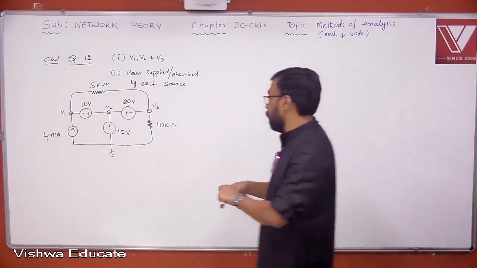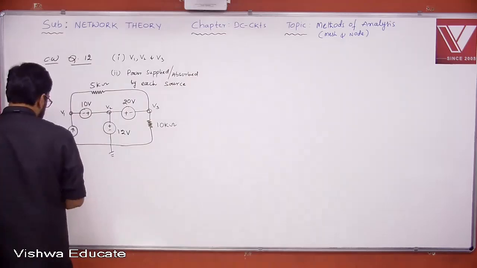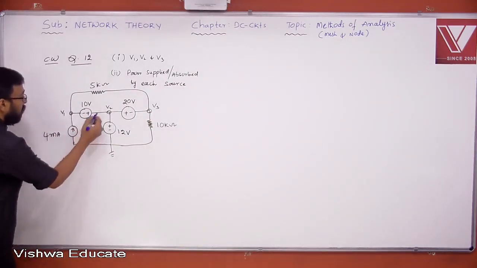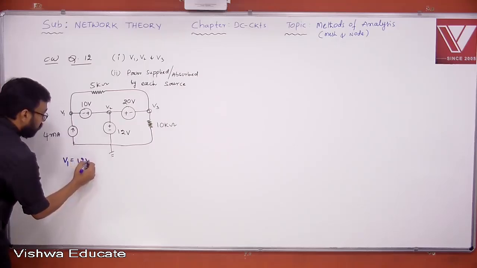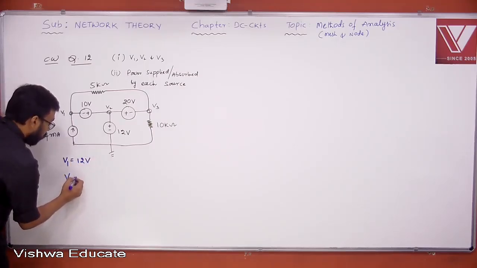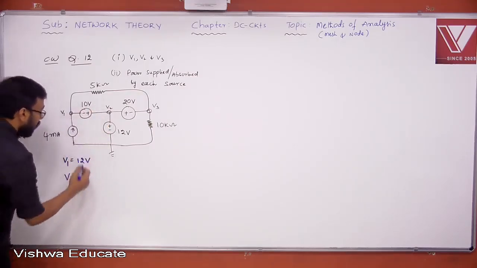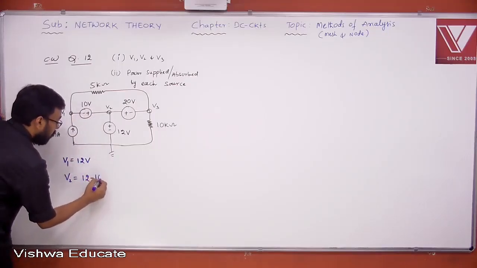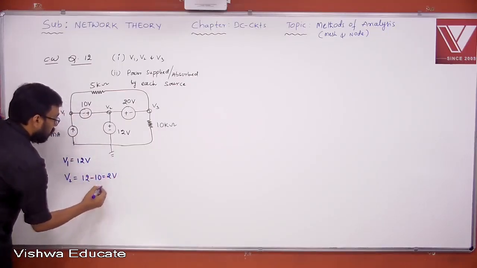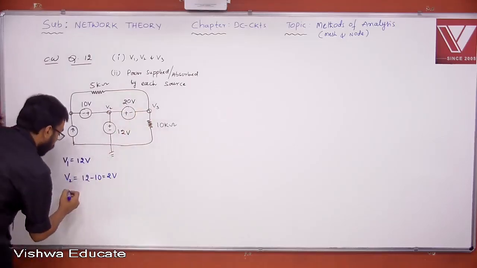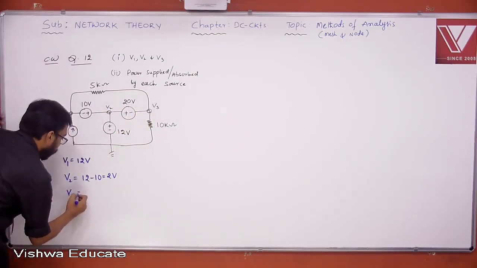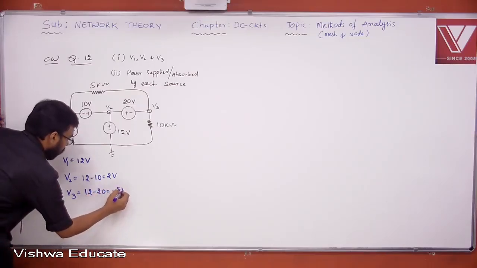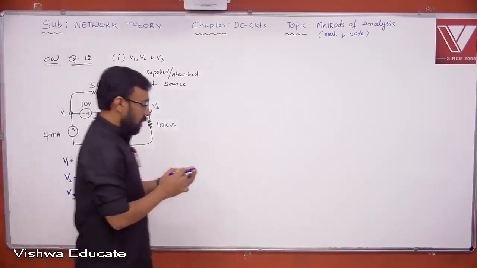Okay. So let us look at the V1, V2, V3 values, whatever we found here. What is V1 now? V1 is equal to 12 volt. And what is V2? V2 is equal to 12 minus 10, right? Jumping from higher potential to lower potential. What is that? 2 volts. What is V3? V3 is equal to 12 minus 20. What is this? Minus 8 volts. Okay. So you got this now.